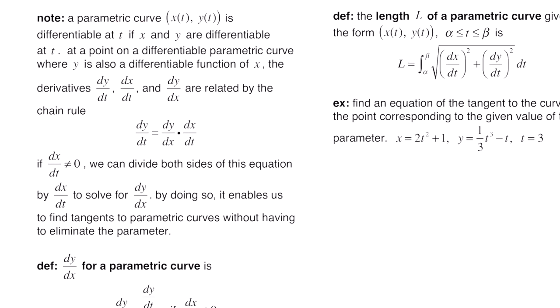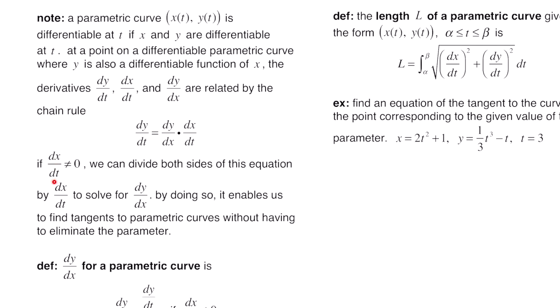It says a parametric curve x of t, y of t is differentiable at t if x and y are differentiable at t. At a point on a differentiable parametric curve where y is also a differentiable function of x, the derivatives dy/dt, dx/dt, and dy/dx are related by the chain rule. So here we have dy/dt equals dy/dx times dx/dt.